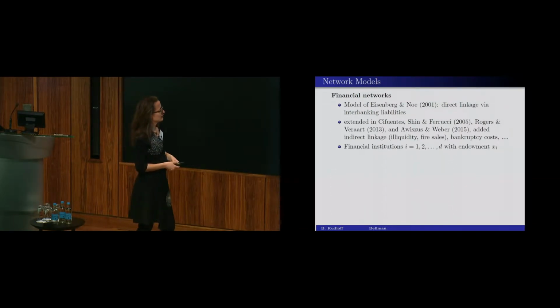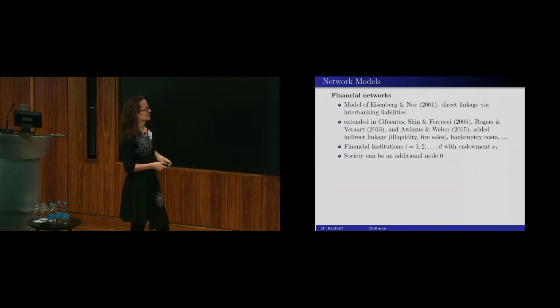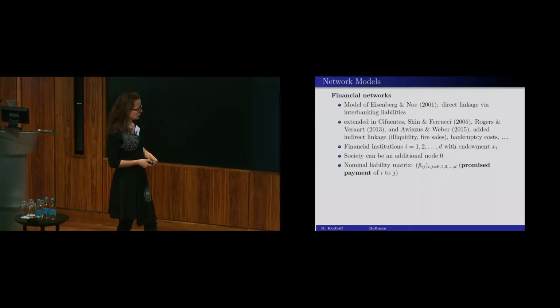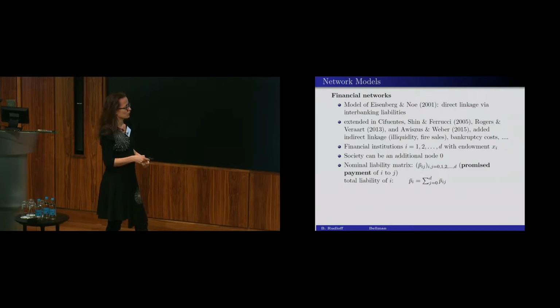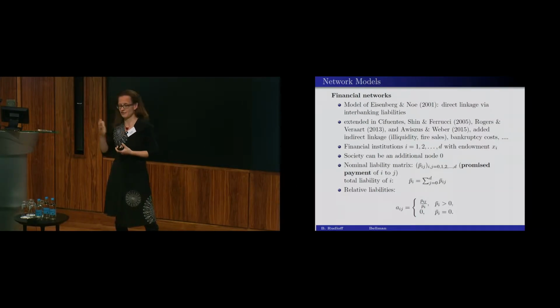Okay, so let's say we have these D financial institutions, each has an endowment X_i, and we can add society as an additional node to it. And we look at the liabilities between each of the banks. So p̄_ij is a promised payment from bank i to bank j. That means the total liability of bank i is just the sum of the p̄_ij over all j. What I basically have are promised payments to different people in the network, and then you usually look at the relative liability. So from my total promised payment, maybe 70% goes to Johannes and 30% to Kostas.